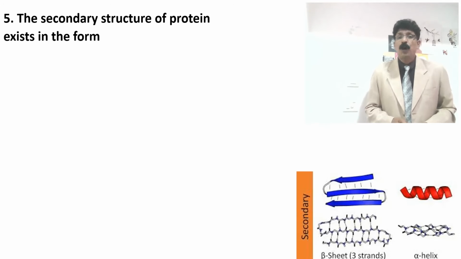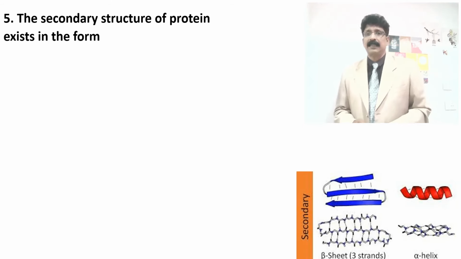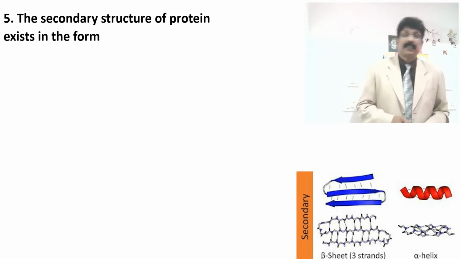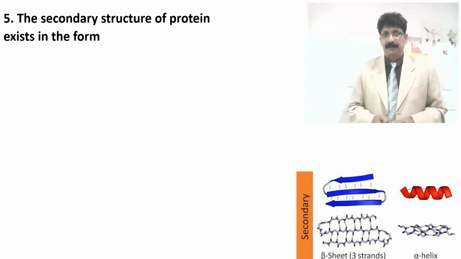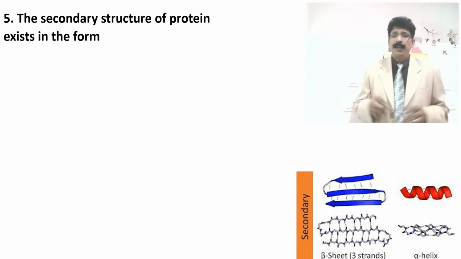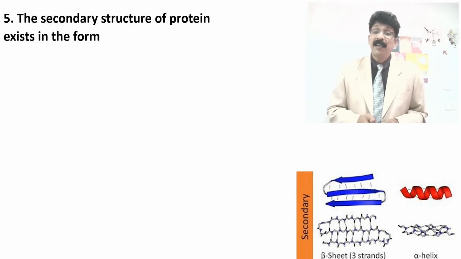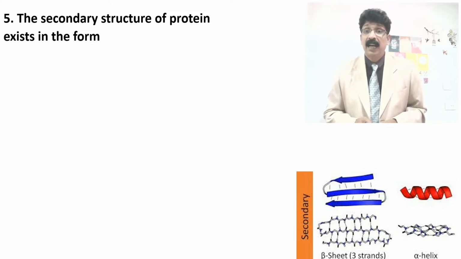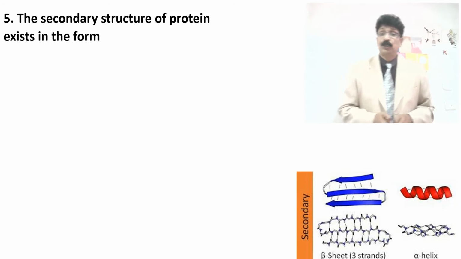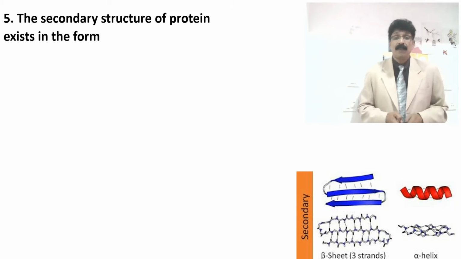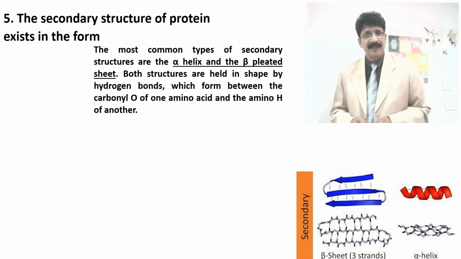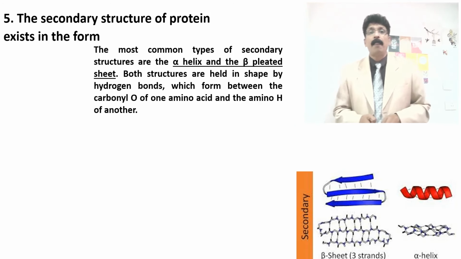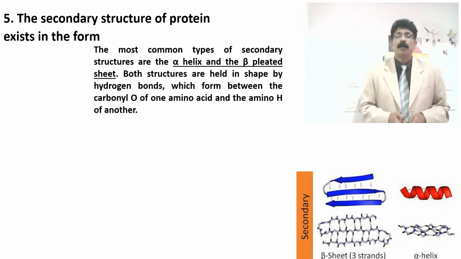So you have seen secondary structure. When you come to the secondary structure, not the tertiary structure, or the primary structure, we are talking about the secondary structure with a 2D structure. So in that beta sheet three strand structure and alpha helix structure which the picture is showing, this is the structure of a protein. And the most common types of secondary structure are the alpha helix and the beta pleated sheet.